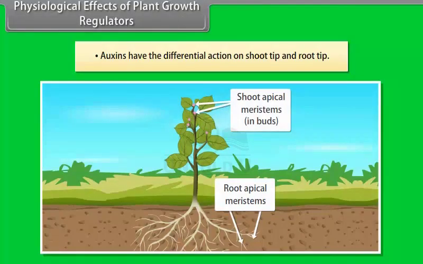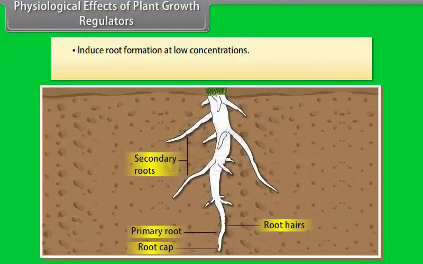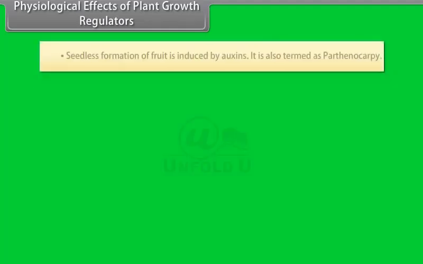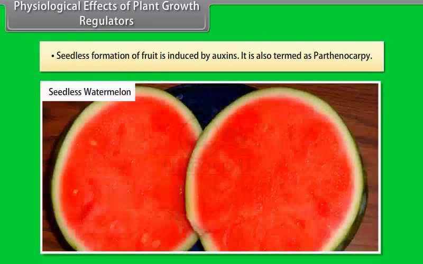Auxins have a differential action on shoot tip and root tip. They induce root formation at low concentrations. They prevent leaf fall by suppressing the formation of the abscission layer. Seedless formation of fruit is induced by auxins.